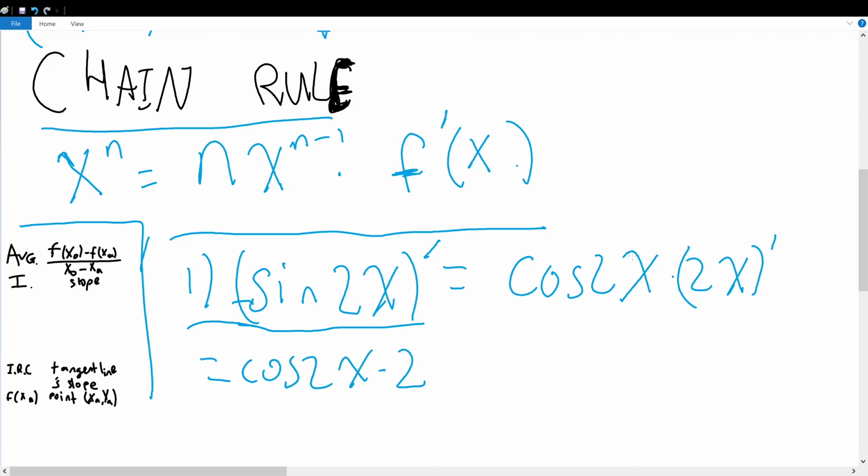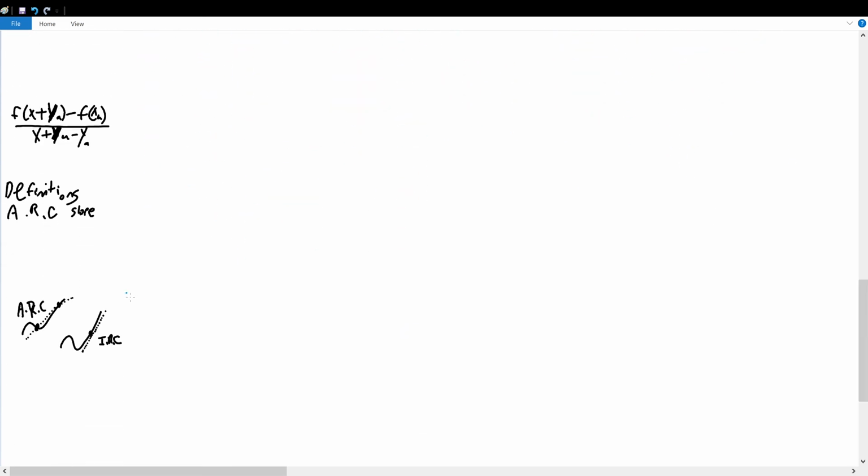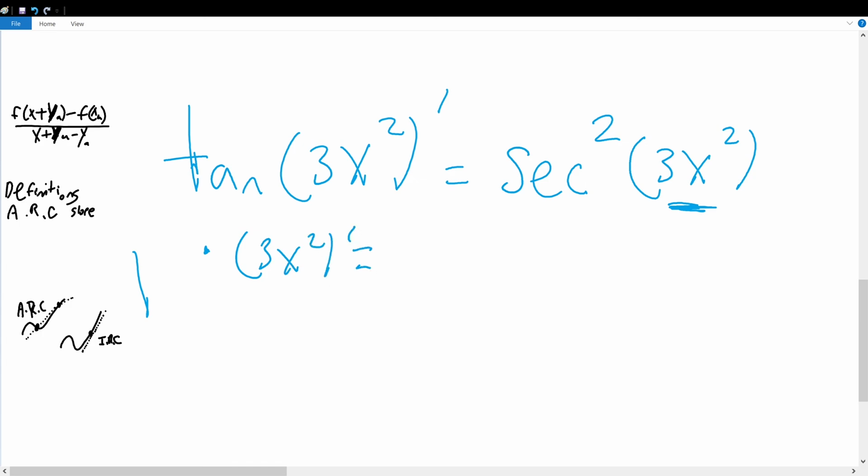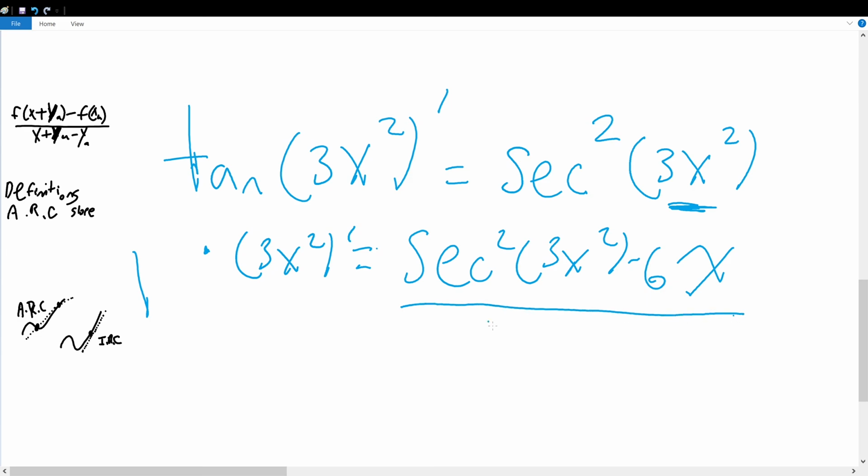Now, let's say the equation is a bit harder, let's say it's tangent of 3x squared, and you want to take the derivative of this. Well, you know the derivative of tangent is secant squared. So it's secant squared of 3x squared. But you also have to take the derivative of the inside. So that is times the derivative of 3x squared, which will be secant squared of 3x squared times 6x. And this is pretty much chain rule.